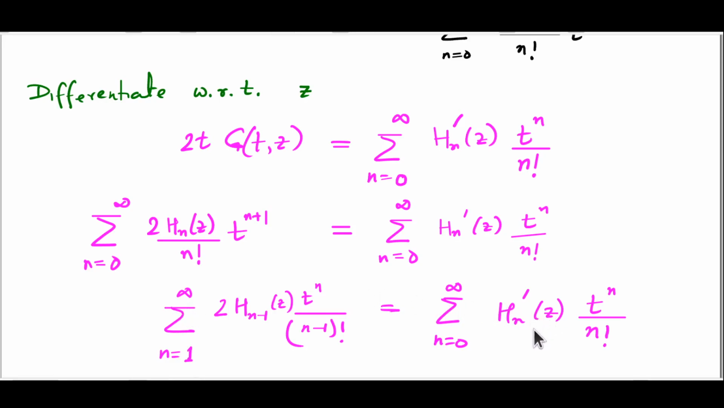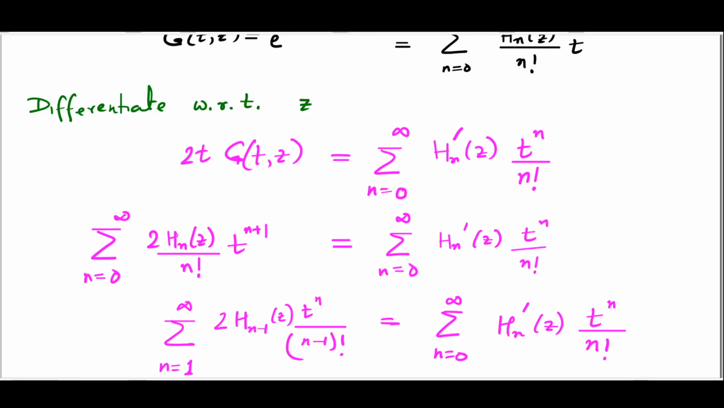So what does this tell me? First of all, it trivially tells me that there is a t to the 0 term on this side and there is no t to the 0 term on the left, which means that the coefficient of the t to the 0 term must be 0. But that's trivial because this is only telling me H0 prime of z, the derivative of the 0th Hermite polynomial, which by the way is equal to 1, as you all know, has to be 0, which is of course a trivial statement to make. But what is non-trivial is that for all n which is 1 and above, we have this result.